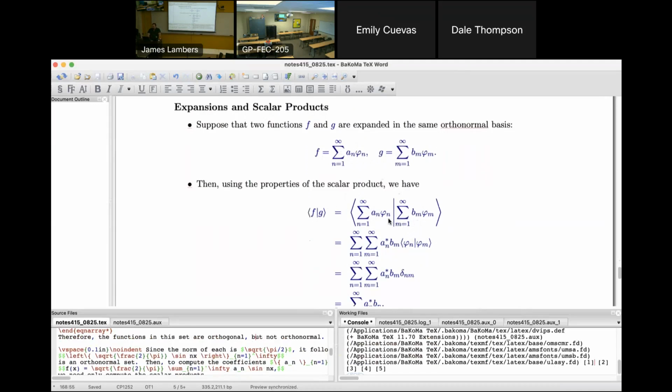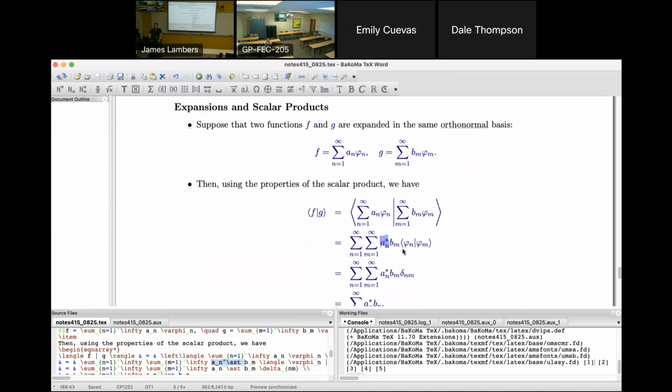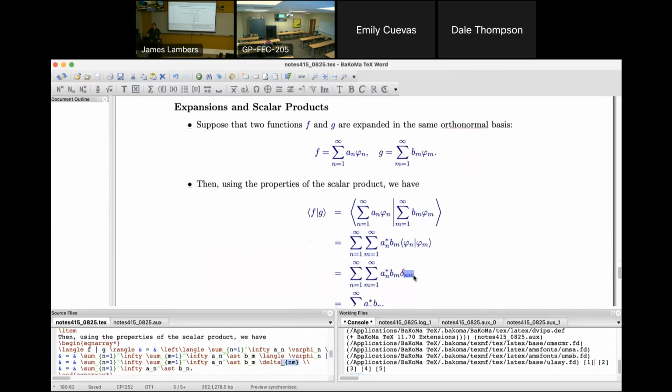And then I use the properties of the scalar product. So summations are pulled out, and these scalars are pulled out. Notice the one here on the left, an, I take the complex conjugate. Don't forget to do that. Now I have this double summation, but look at the scalar product I have here, phi n with phi m. These functions are orthonormal, so those are equal to 0 when n is not equal to m, and they're equal to 1 when n does equal m. So that leaves this Kronecker delta here.